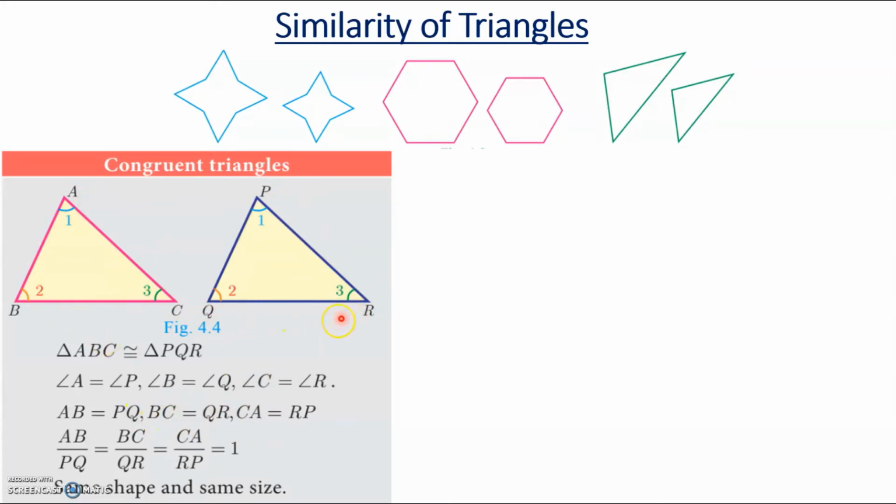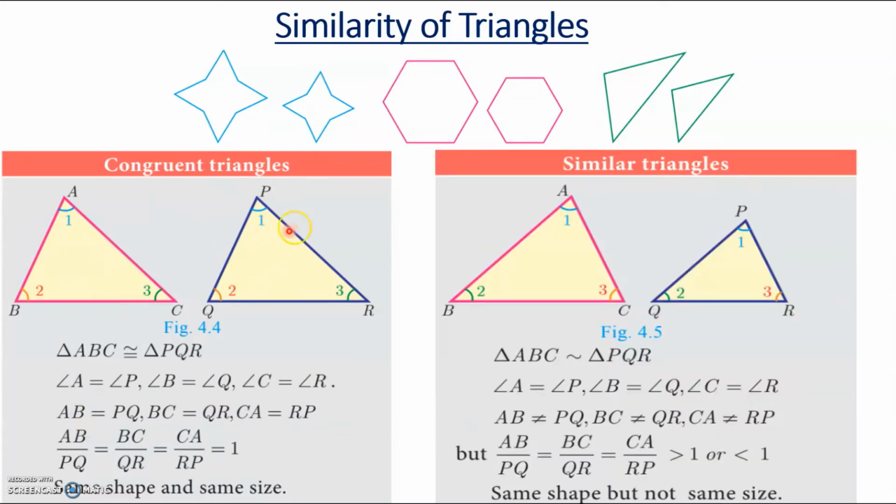Since they are equal, if I divide AB by PQ, I will get 1. Similarly, BC by QR, you will get 1, and CA by RP, you will get 1. So in congruent triangles, the ratio of the sides will be 1. But in a similar triangle, the ratios will be equal, but they don't have to be 1.